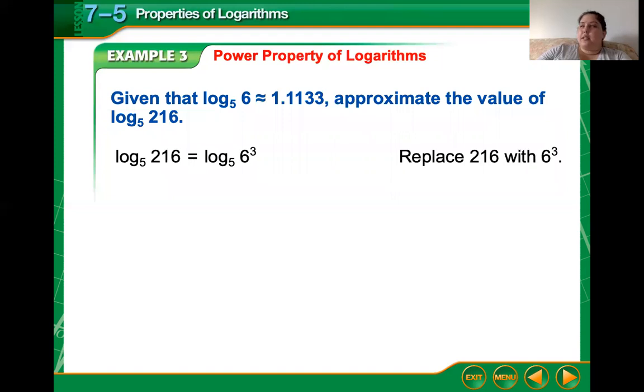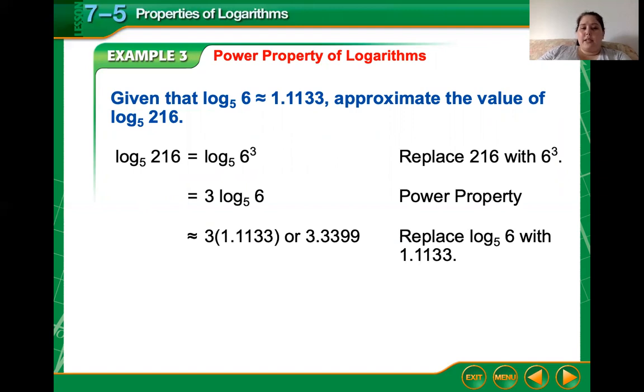They know that 216 is the same thing as 6 cubed. So by the power property, I can move the 3, that is the exponent, to the front. We know log base 5 of 6 is about 1.1133, and if we multiply this by 3, we get 3.3399, which is about what log base 5 of 216 is.